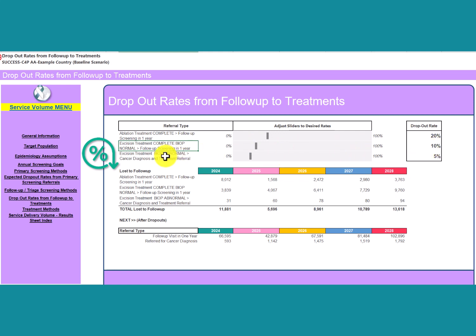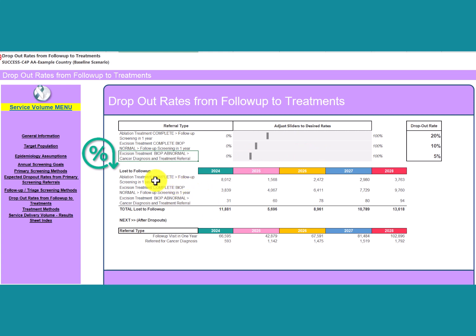Also, if you have an excision treatment and the biopsy comes back abnormal, that means that there is suspected cancer possible, then you will be sending a person through for cancer diagnosis and treatment referral. There you could have a dropout rate of anywhere between 5% to 10 or 15%, whatever you think is going to be the correct one. Now you can set that as you want here by adjusting the sliders. I'm just going to set it to 5% here.